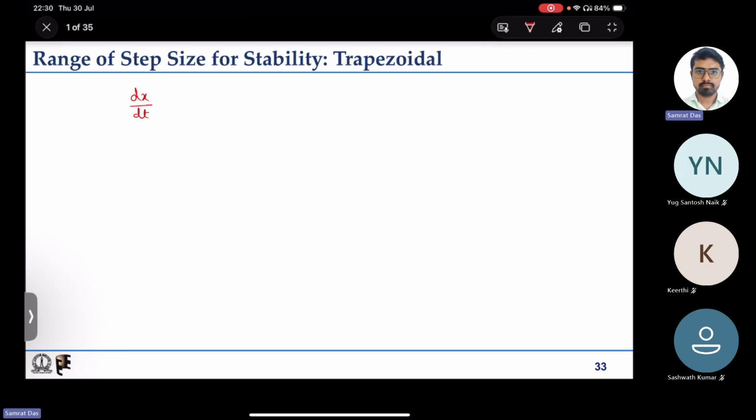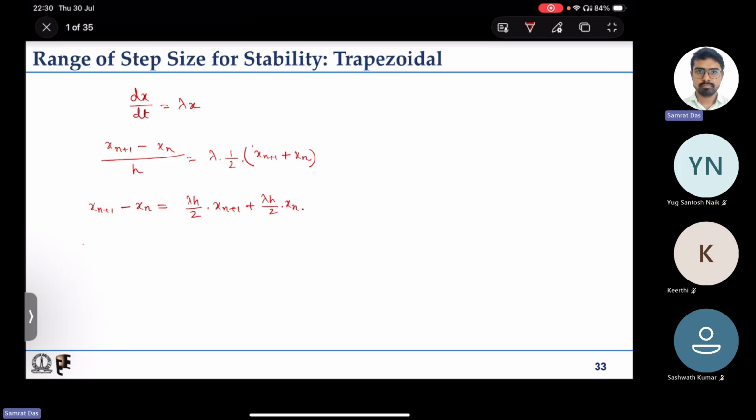So we have dx/dt = λx. For trapezoidal it will be (x_{n+1} − x_n)/h = λ times half of (x_{n+1} + x_n), right? So x_{n+1} − x_n = (λh/2)(x_{n+1}) + (λh/2)(x_n).